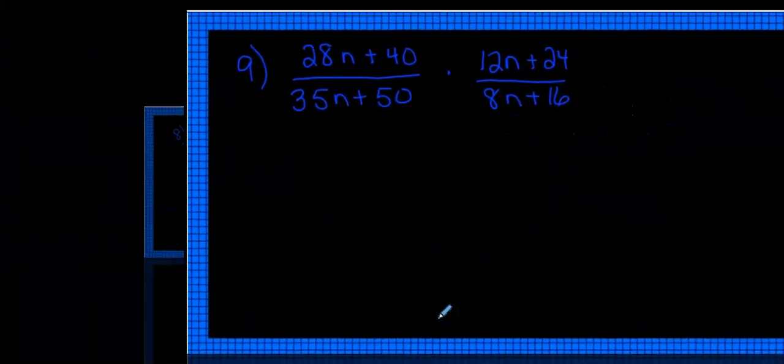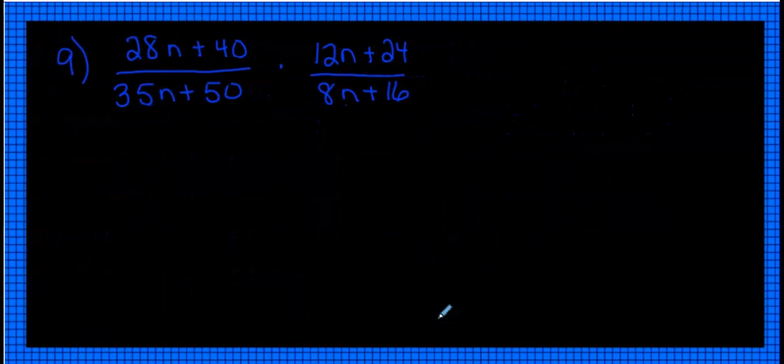So for number 9, I would encourage you to pause your video and see if you can work this one. I will tell you that since these are all binomials, there's no trinomials here, all you're doing is taking the greatest common factor out of each expression and then canceling factors. So I want you to pause your video and see if you can get this one.